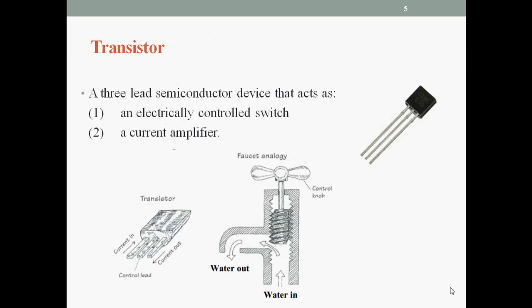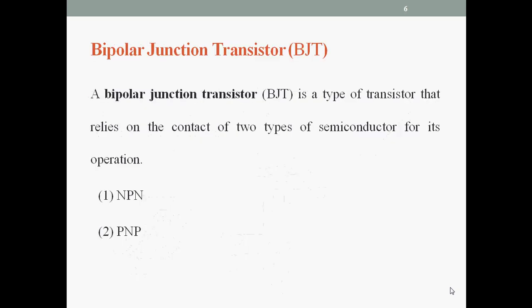We can see in these diagrams the different types of transistors. A three-lead semiconductor device that acts as a transistor, an electrically controlled switch, a current amplifier. A BJT is a type of transistor that relies on the contact of two types of semiconductor for its operation. First is NPN and another one is PNP.